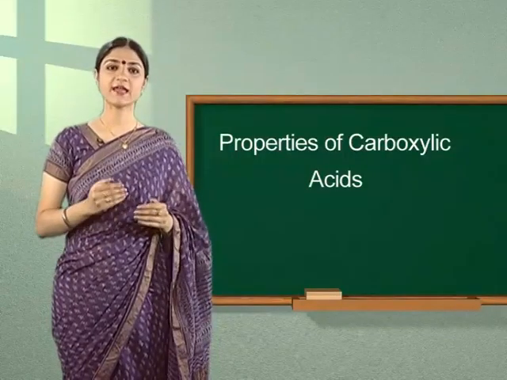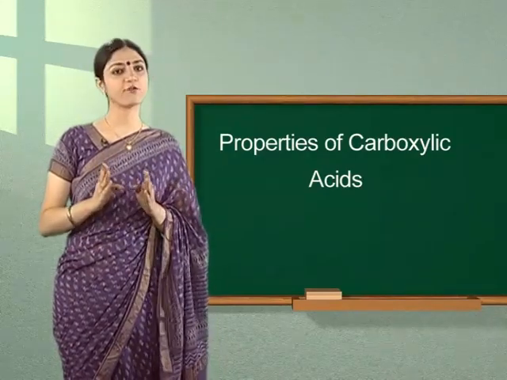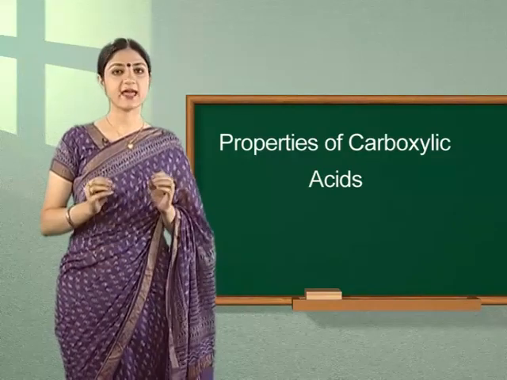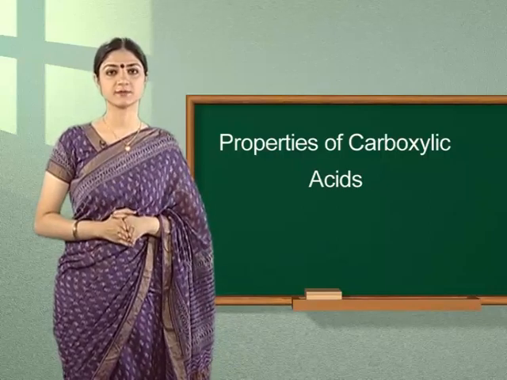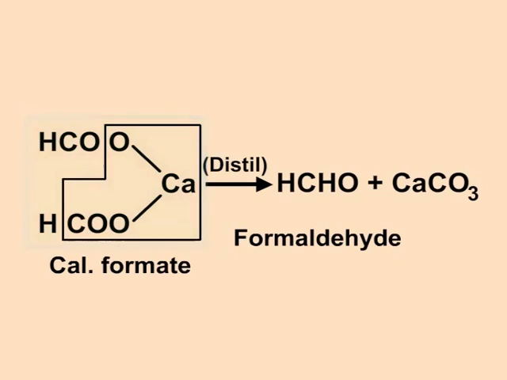Children, when calcium salt of a carboxylic acid or a mixture of calcium salts of two acids are distilled, aldehydes and ketones are formed as the products. Let us see an example. Calcium formate is distilled to form formaldehyde and calcium carbonate as shown on the screen.